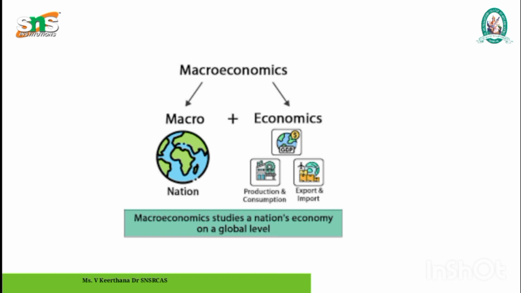So we can see the aspects of macroeconomics. First one is national income and output. Macroeconomics examines the total output of an economy measured by indicators such as gross domestic product, which is GDP, and gross national product, GNP. These metrics help determine the overall economic performance of a country and its standard of living.